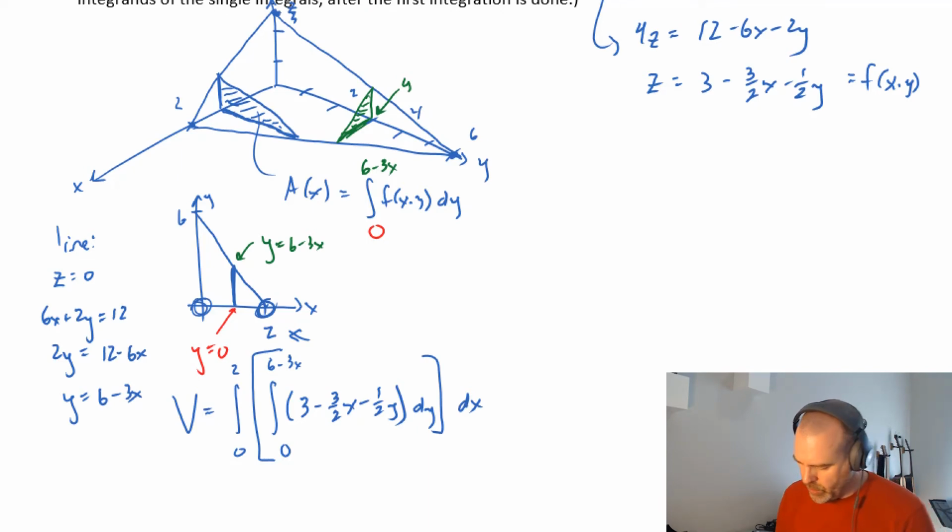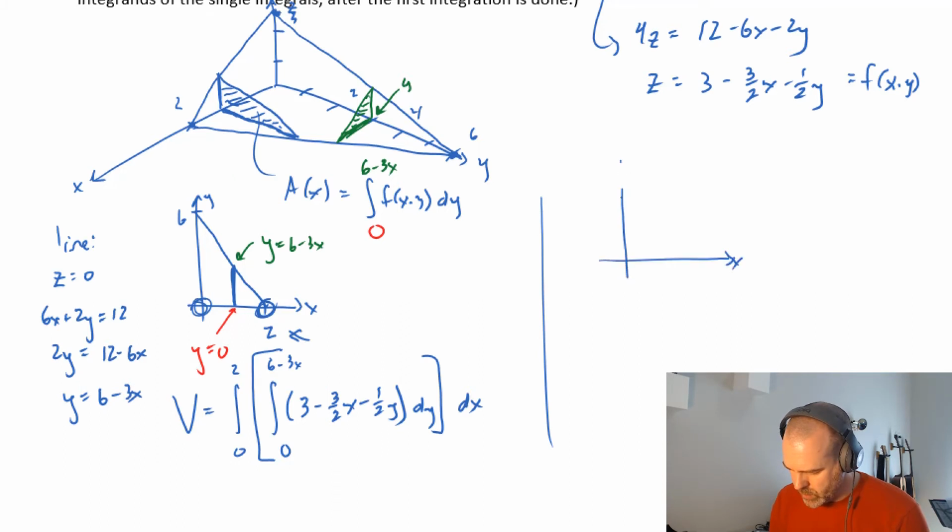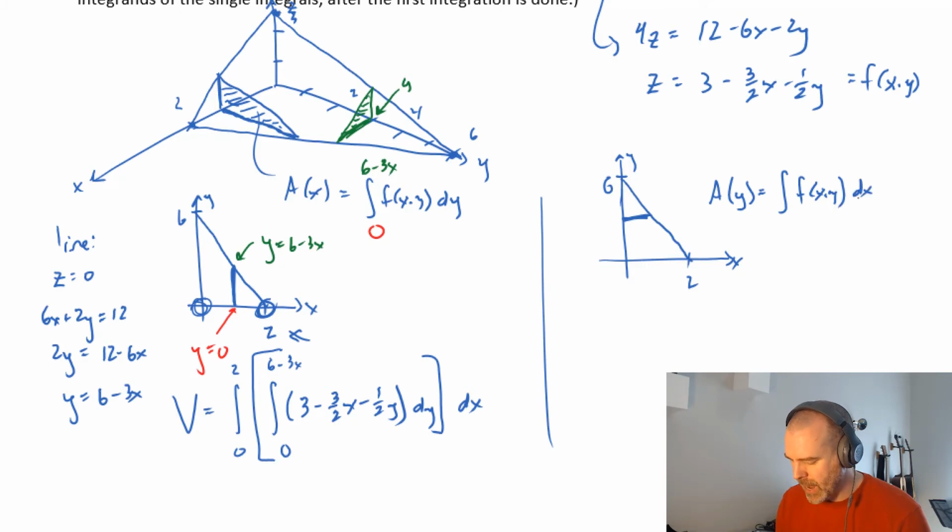I'm going to do a new drawing over here. x, y, and we have 2 and 6 again. And instead of going vertically, we're going to go horizontally first. And this area now will be a function of y, and we're going to integrate x first. So we're going to integrate the function with respect to x. x starts at 0 and ends up at the curve, this line.